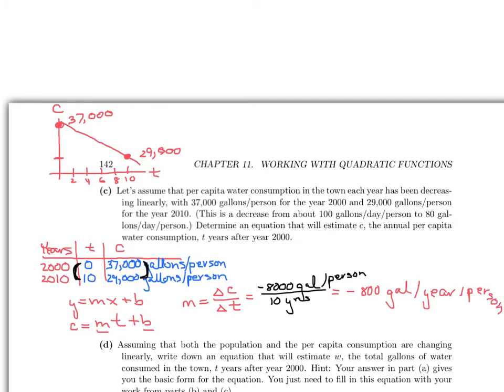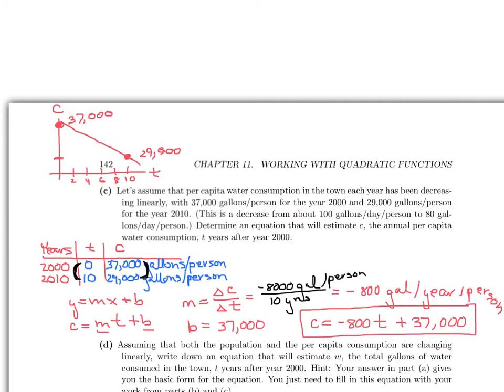Now, to calculate B, that's our vertical intercept, and we can see that from the graph. The vertical intercept is our initial amount, which is 37,000 gallons per person per year. So our final equation is C equals m, that would be minus 800 times T plus 37,000. So that is our equation that relates C and T.